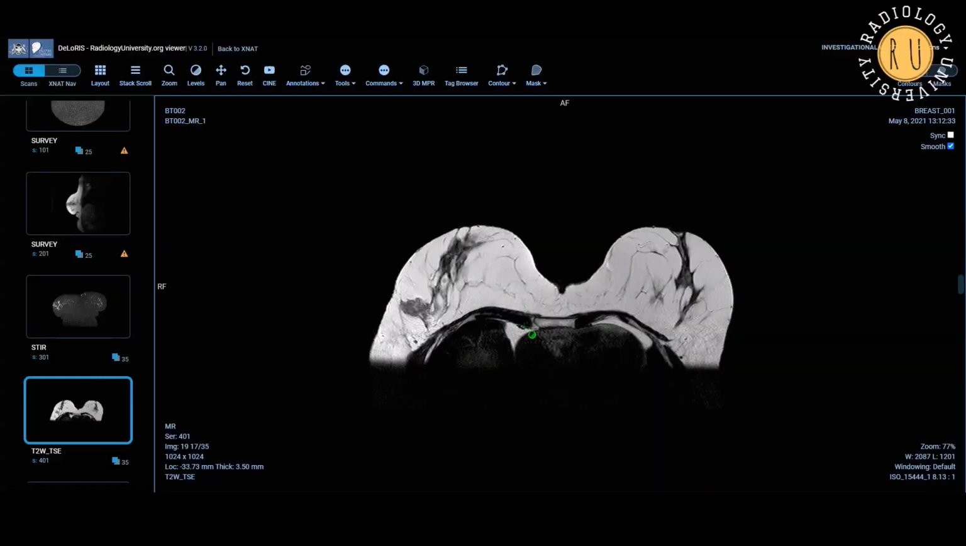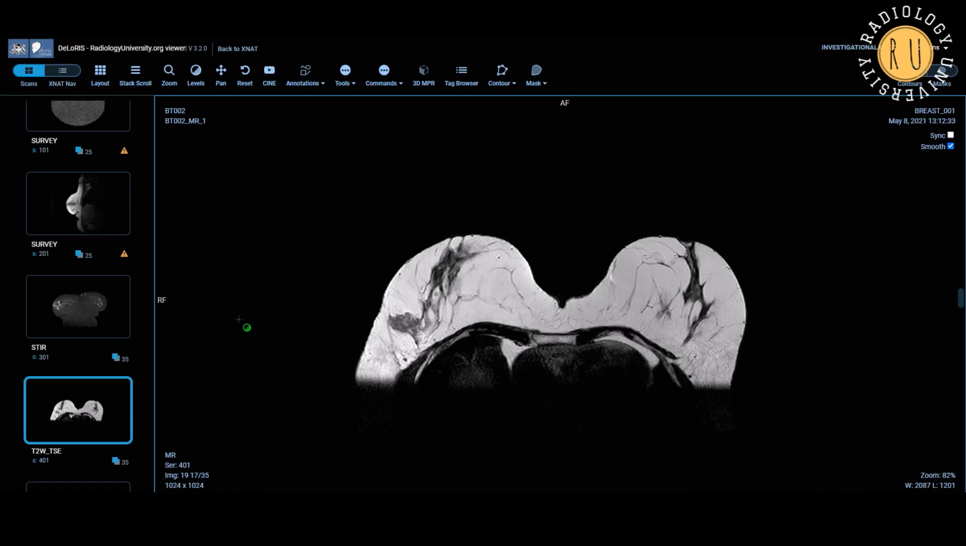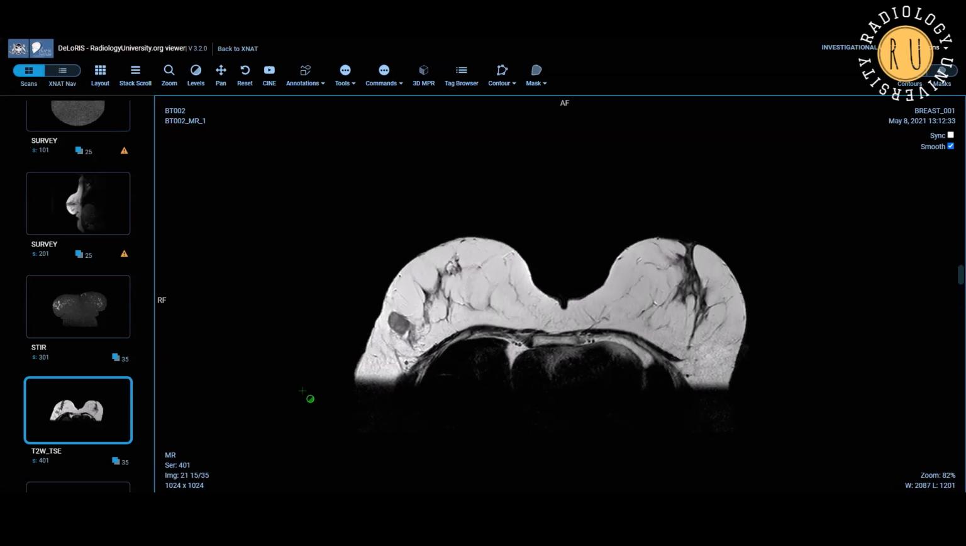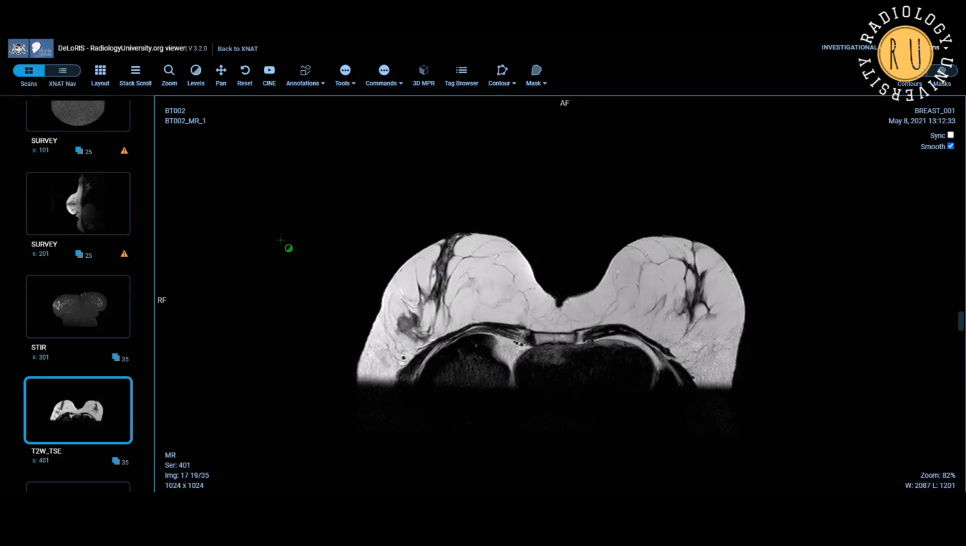So the patient presented with a history of a lump, and this is the scan you have. Can you see it? Oh yes, I can see it. It's a T1 axial MRI sequence of both breasts.